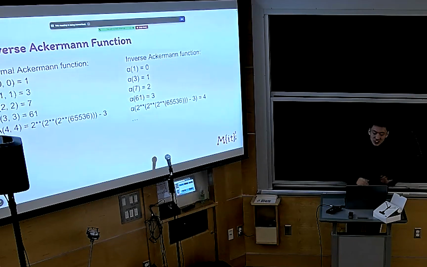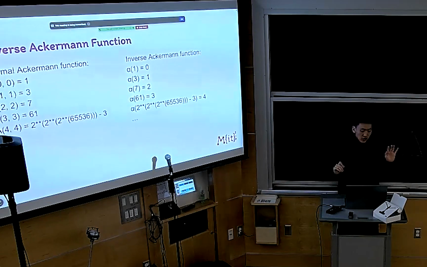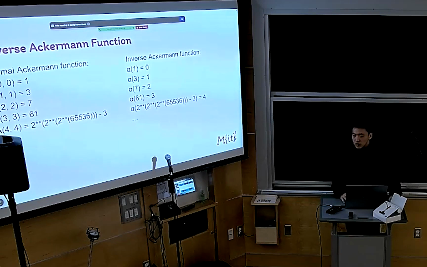It turns out that if you took the number of atoms in the universe and took the inverse Ackermann of that quantity, the number you would get is approximately 4. So the inverse Ackermann can be thought of as a constant factor.